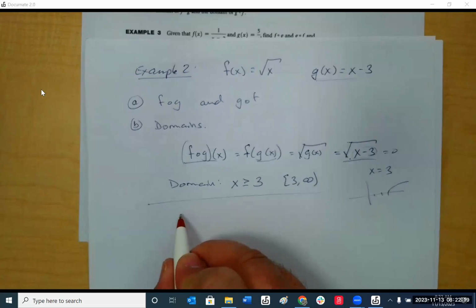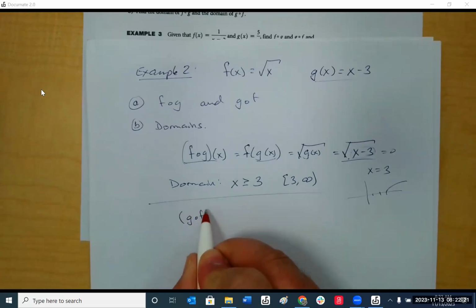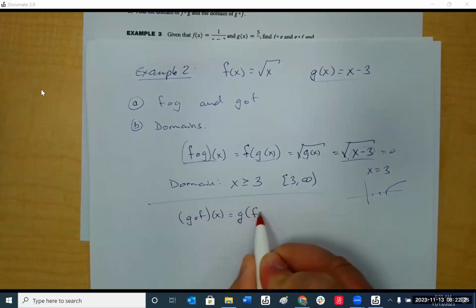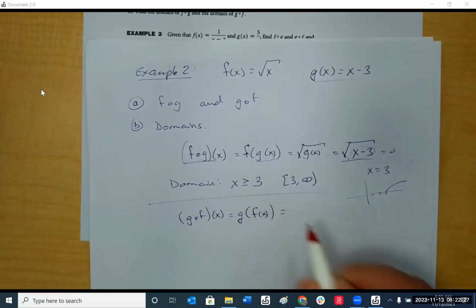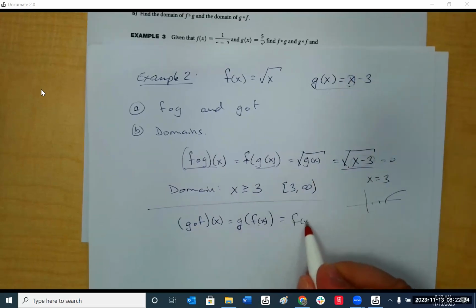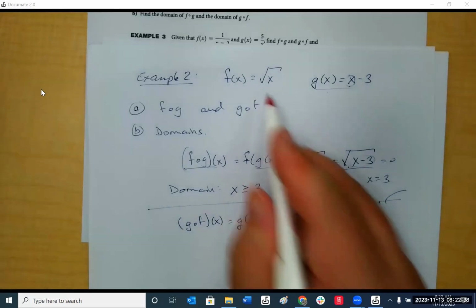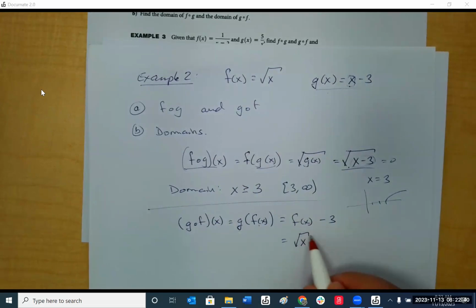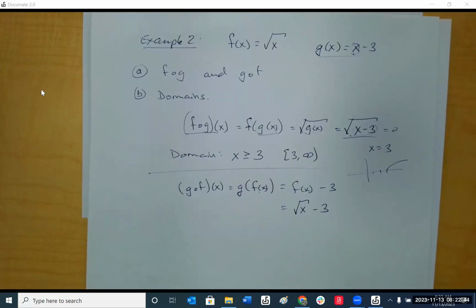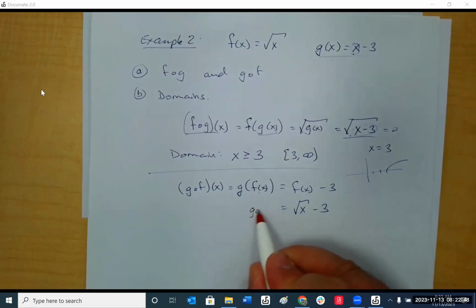Do the same thing with the g of f. Of f of x. That means inside my g of x, anywhere I see an x, I put an f. So I have f of x minus 3. f of x is square root of x. So this is g of f.